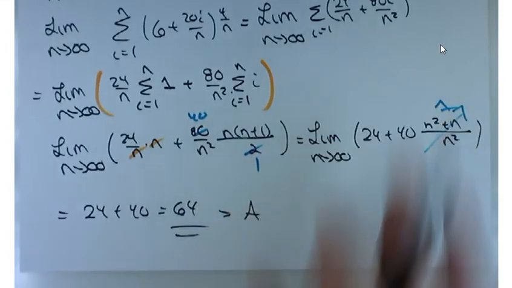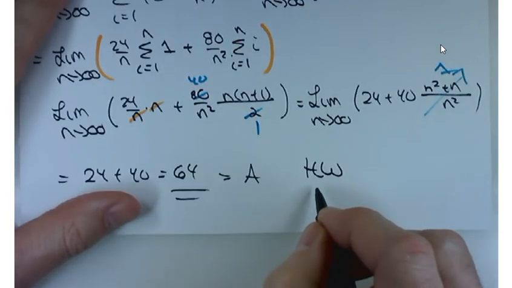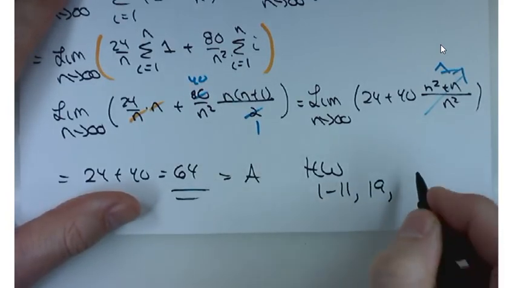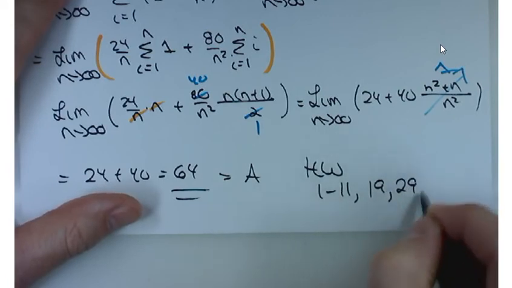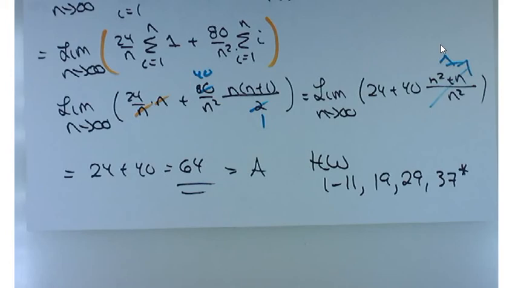I need to give you some homework here. Let me get that to you real quick. Yeah, I know. You almost got out of here, right? 1 through 11, 19, 29, and 37 has a star by it. Don't know what that means. All right. See ya. Courtney, you had a quick question?